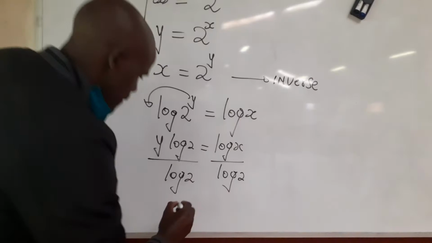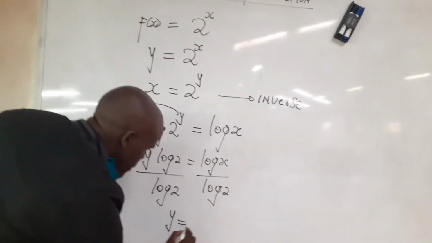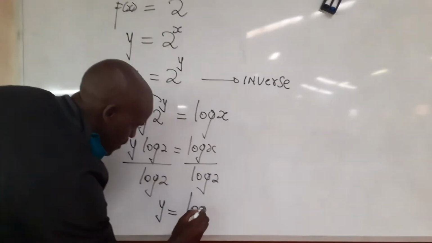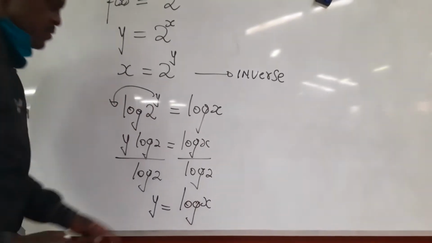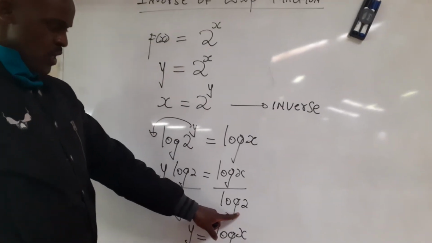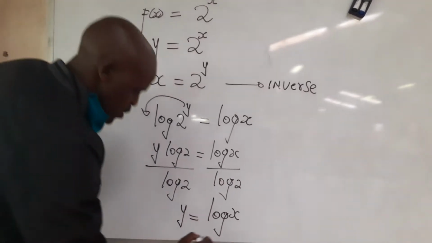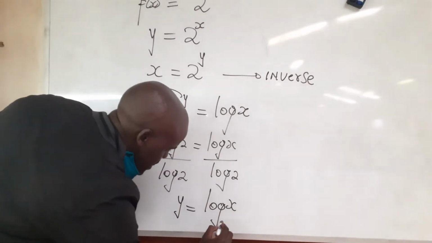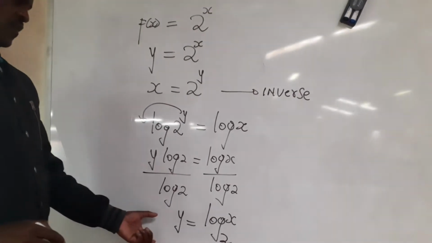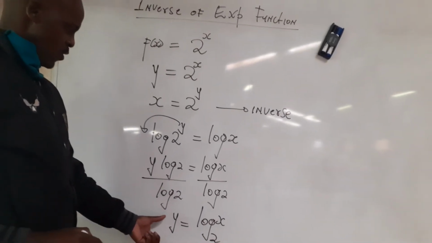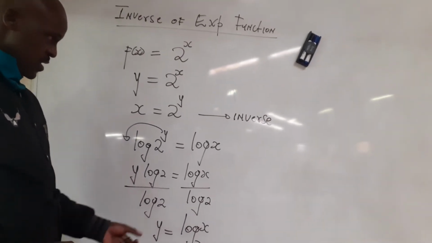Therefore, our y will be equal to log x. Remember that we've got log 2 as a denominator there, so we just write 2 as the base. So it's log x base 2. That's how our equation will be looking like.